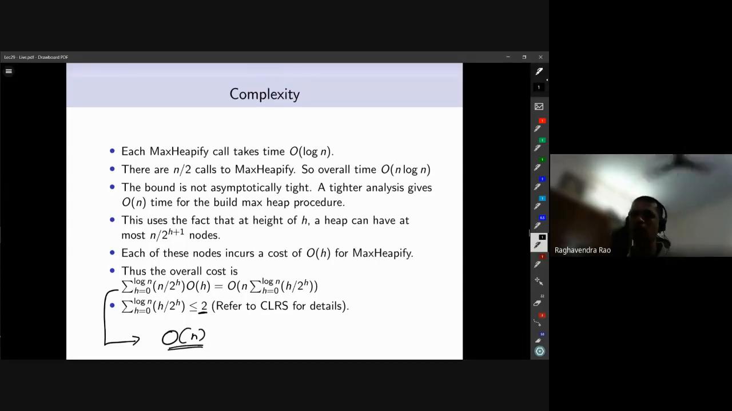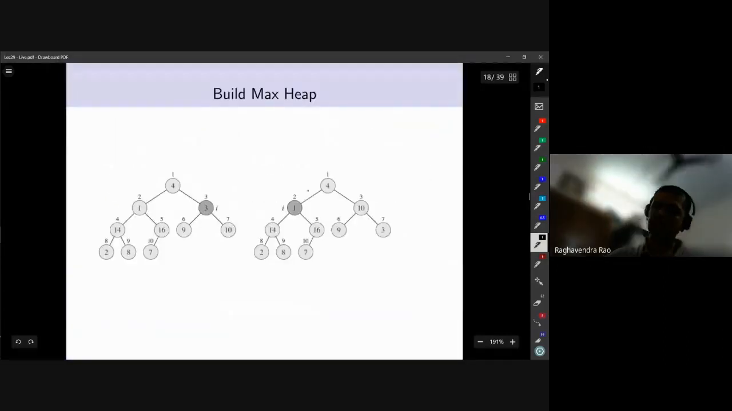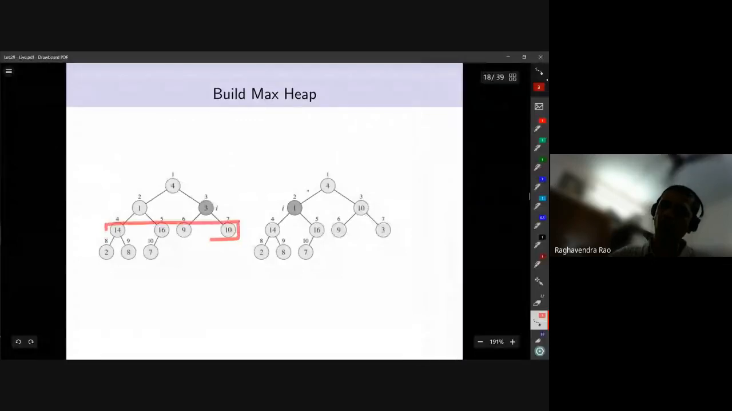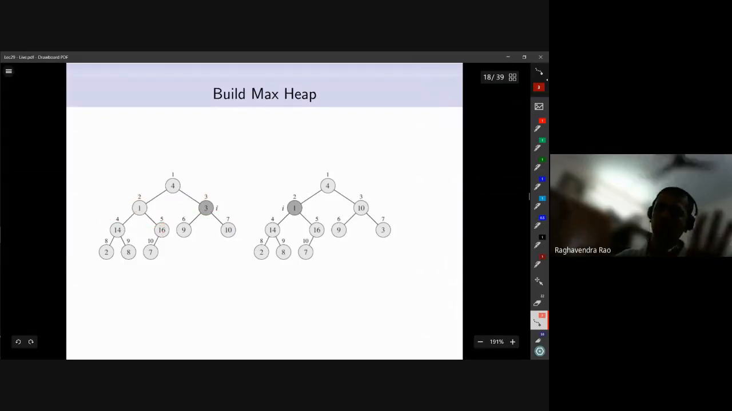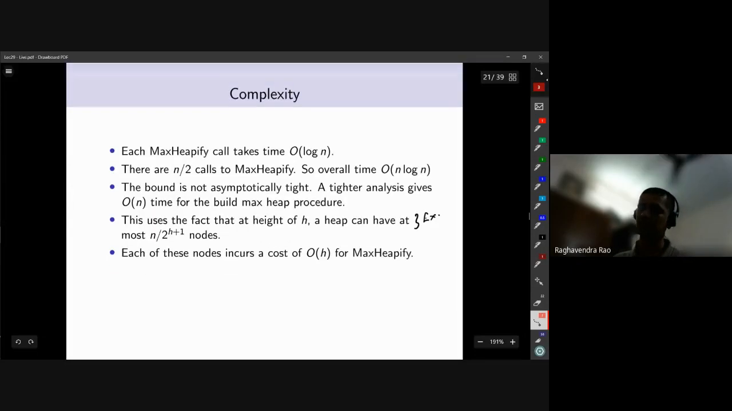So all you are doing is a more careful count. If you look at this tree, all these nodes will incur a cost of a constant multiple of 2 for the Heapify procedure. All these nodes will incur a cost of 3 into some constant. All nodes at this level will incur a cost of 4. That is the count we are doing. How many are incurring a cost of 2? That's exactly how many nodes are here. One thing is that in this summation we are also assuming that we are processing the leaves.